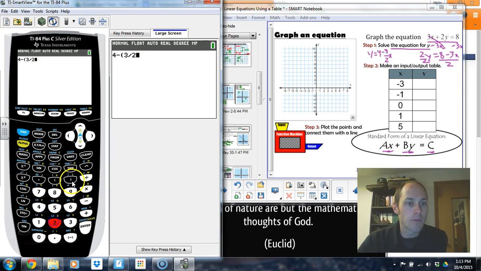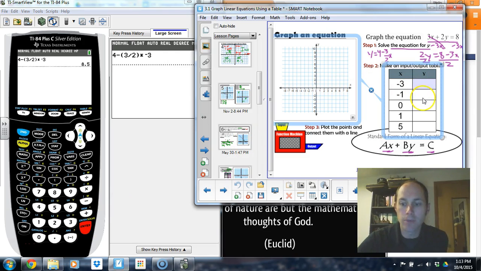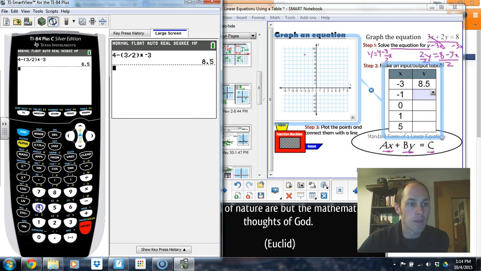And we evaluate that times -3. And we get a value of 8.5. I can enter that into my table. Now we do the same thing with -1. 3 halves times -1. And we get 5.5.